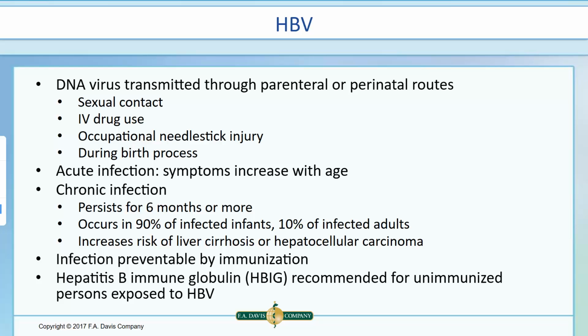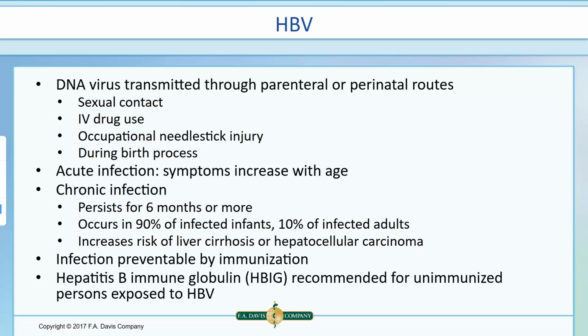HBV, so hepatitis B virus. It's a DNA virus transmitted through parenteral or perinatal routes, sexual contact, IV drug use, occupational needle stick injury, or during the birthing process. In acute infection, symptoms increase with age. Chronic infection persists for 6 or more months, occurs in 90% of infected infants and 10% of infected adults. It increases the risk of liver cirrhosis or hepatocellular carcinoma. Hepato is referring to the liver, cellular, so liver cell. Carcinoma is cancer, so liver cancer.